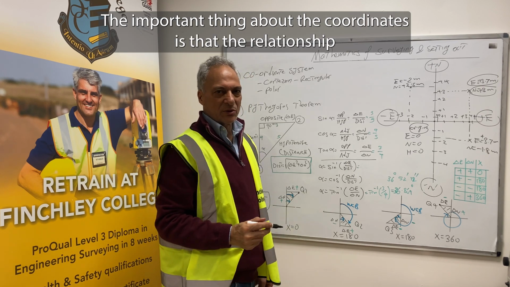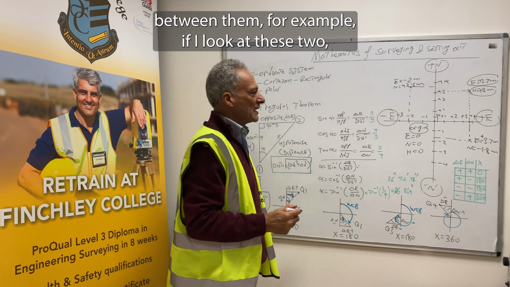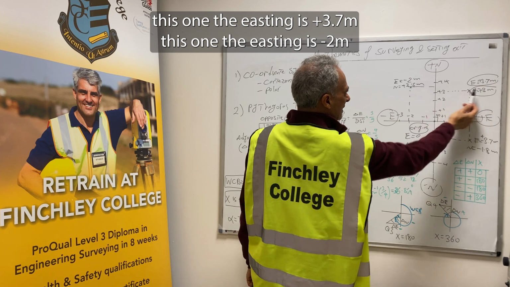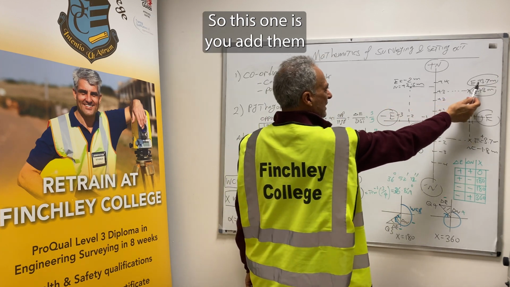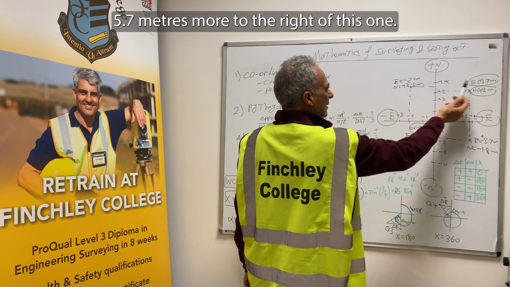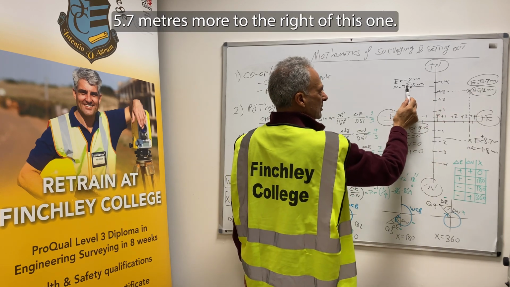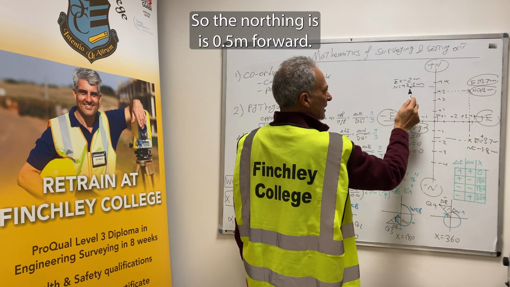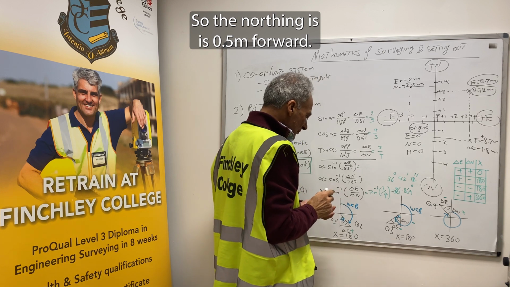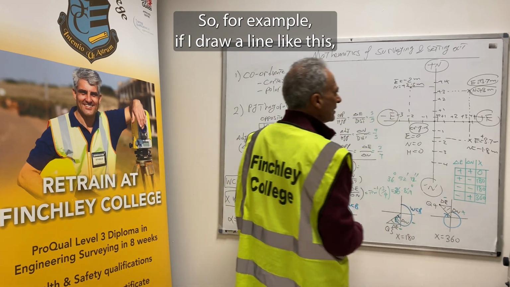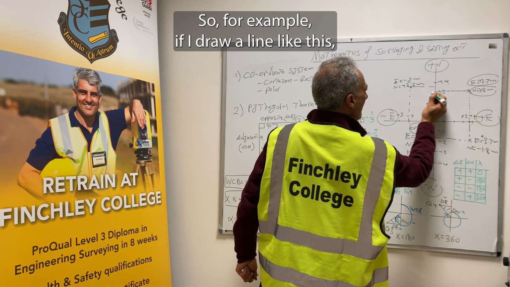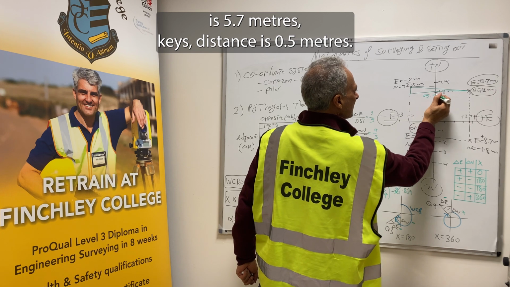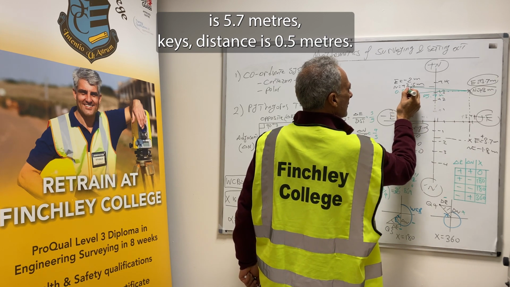The important thing about the coordinates is the relationship between them. For example, if I look at these two, this one, the easting is 3.7, this one is easting minus 2. So you add them, this one is 5.7 meters more to the right of this one. The northing is 3.5, northing 3, so the northing is half a meter forward. So for example, if I draw a line like this, this distance is 5.7 meters, this distance is 0.5 meters.